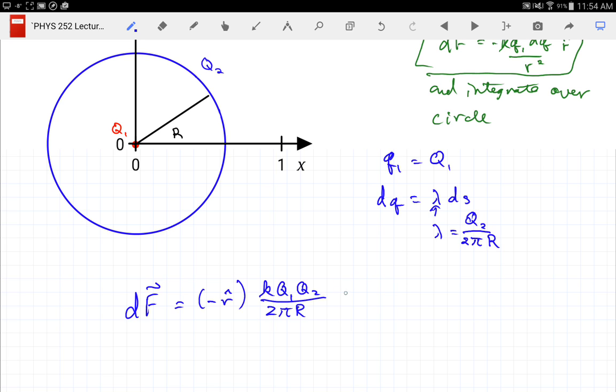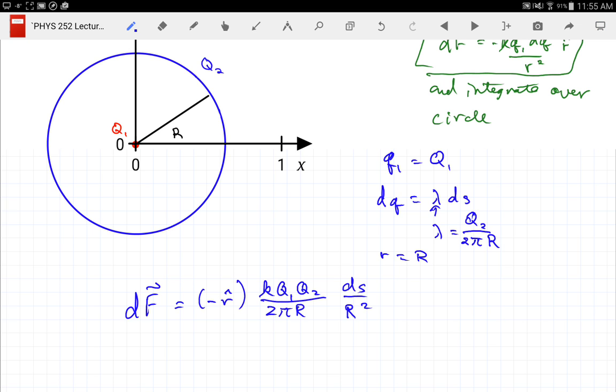times ds over little r squared, where little r is the distance from the center to where the charge is. What is the distance from the center to where the charge is? Capital R. So I can make a substitution, little r is equal to capital R, and make that a capital R squared. Now, if I didn't have that vector part in parentheses, this would be real simple, right? I would just integrate from 0 to 2 pi r and have my answer. But I have to add them as vectors, not as scalars.